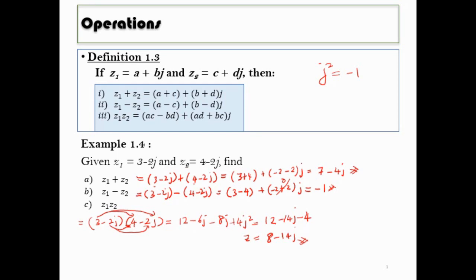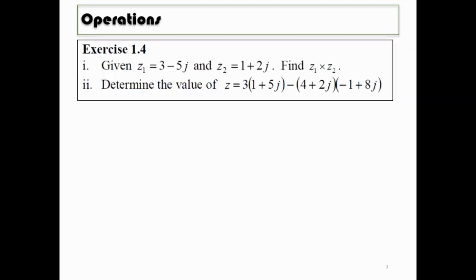So now let's try to do exercise 1.4. It's given here z1 is equal to 3 minus 5j and z2 is equal to 1 plus 2j. Find the multiplication of z1 with z2 and also solve for number 2.